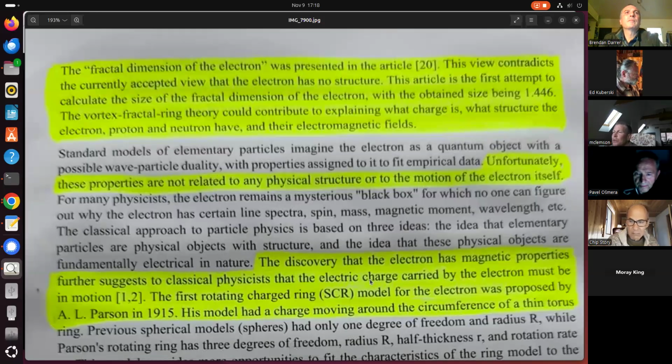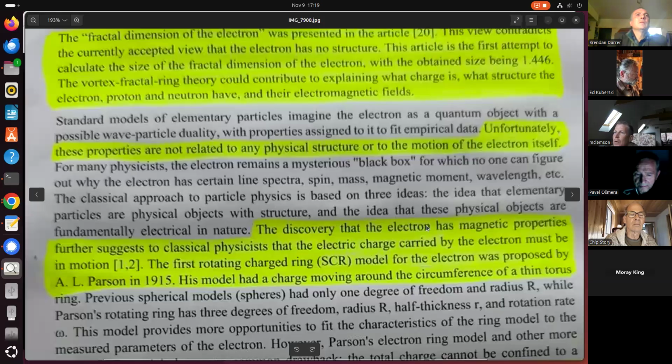The vortex fractal ring theory could contribute to explaining what charge is, what structure the electron, proton, and neutron have, and their electromagnetic fields. Standard models of elementary particles imagine the electron as a quantum object with a possible wave-particle duality, with properties assigned to it to fit empirical data. Unfortunately, these properties are not related to any physical structure or to the motion of the electron itself.